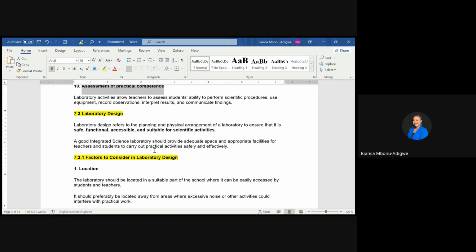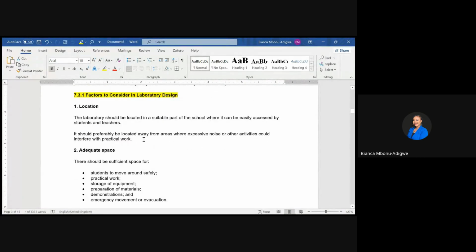Laboratory design refers to the planning and physical arrangement of a laboratory to ensure that it is safe, functional, accessible, and suitable for scientific activities. Now, what are the factors to consider in laboratory design?